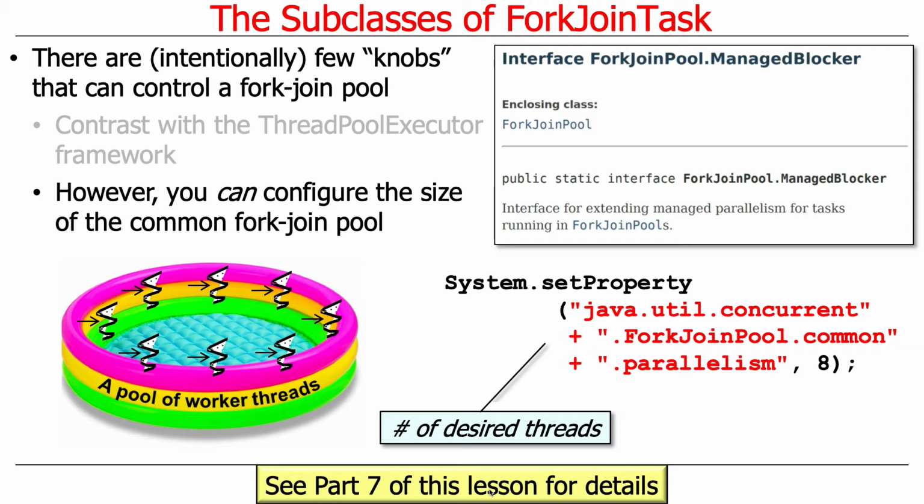The one thing you can do, or two things you can do actually, is you can configure the size of the common fork join pool using the System.setProperty method, and you can also affect the number of threads by using the ManagedBlocker interface on the common fork join pool. So we'll come back in a few lessons to talk more about how that all works. It's very important to understand.